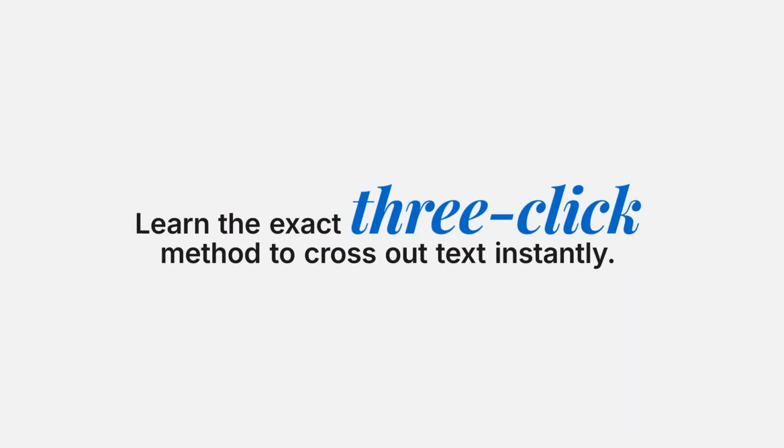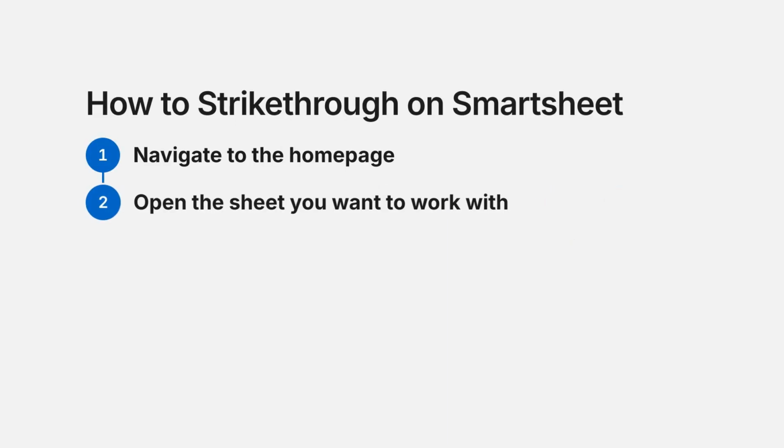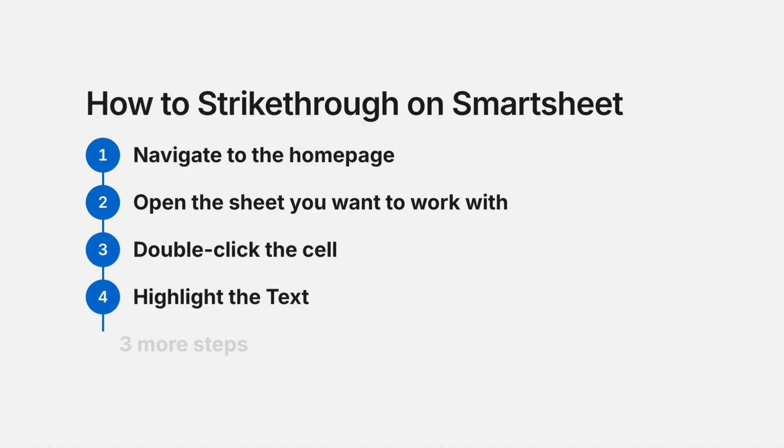Struggling to find Strikethrough in Smartsheet? Learn the exact 3-click method to cross out text instantly. First, open your sheet and select the cell. Then highlight the text and click the Strikethrough icon. Let's walk through each step.